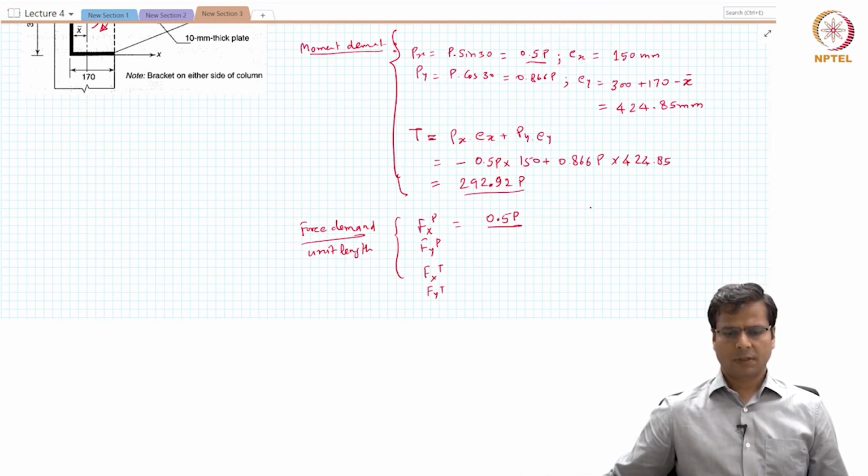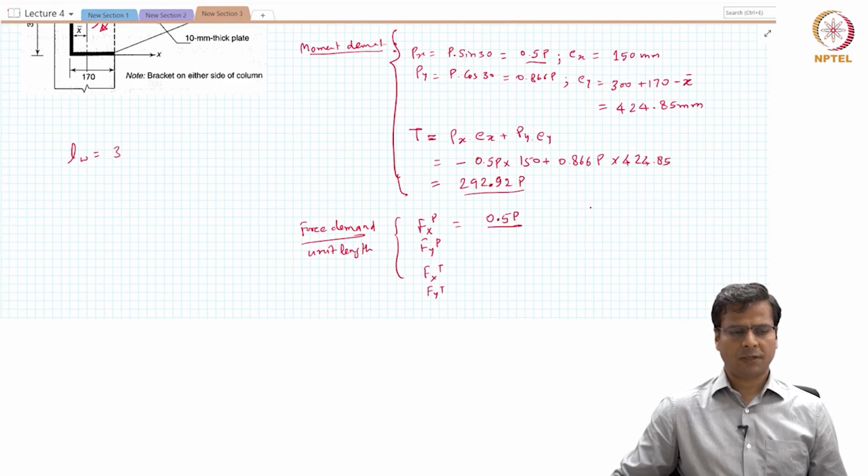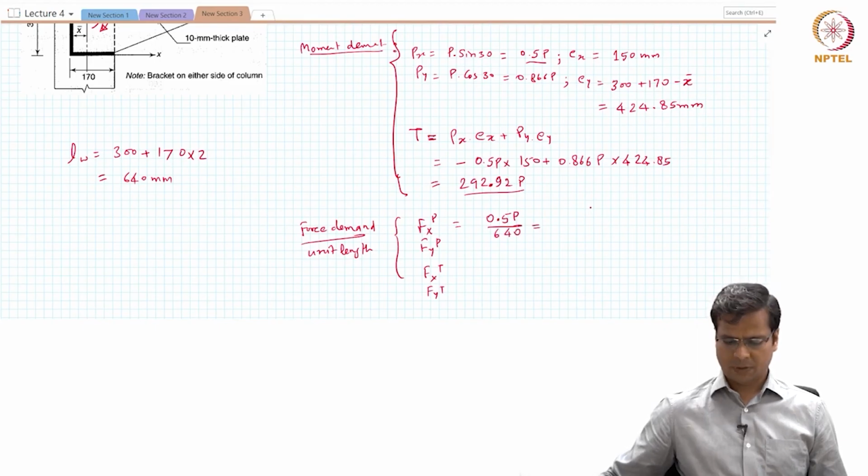So that is the total force in x direction divided by the length of the weld. What is the length of the weld? LW is equal to 300, that is the vertical leg, plus 170 multiplied by 2, which turns out to be 640 millimeters. So we will divide by 640 here, and which turns out to be 0.7813 multiplied by 10 to the power minus 3 P. Likewise, Fyp will be equal to 0.866 P, which was the total force, divided by 640, and that is 1.3531 into 10 to the power minus 3 P.